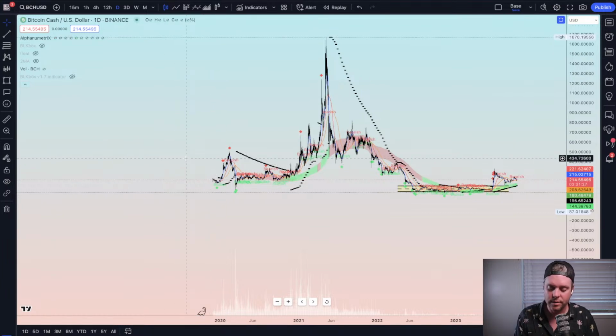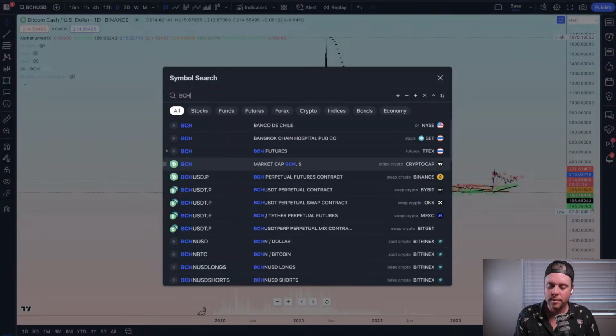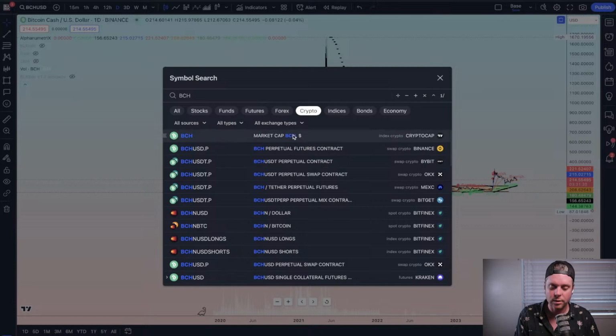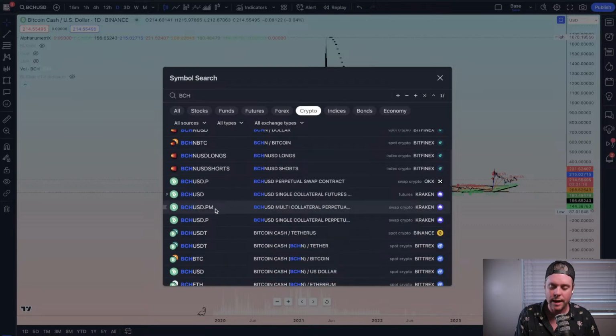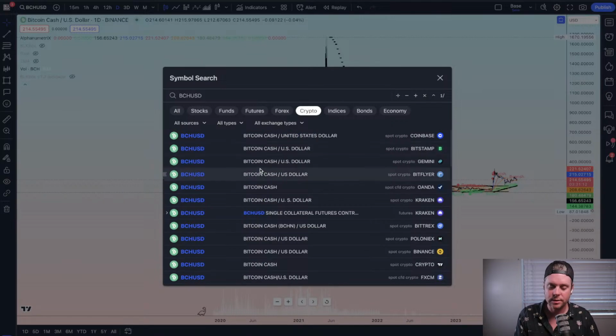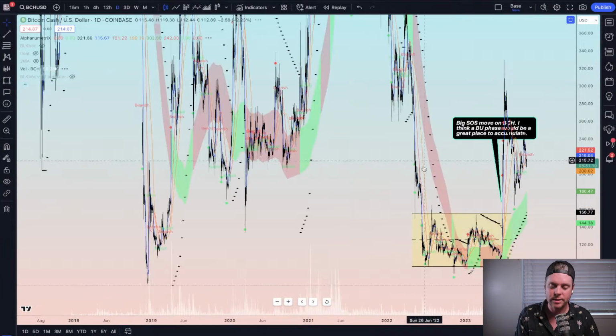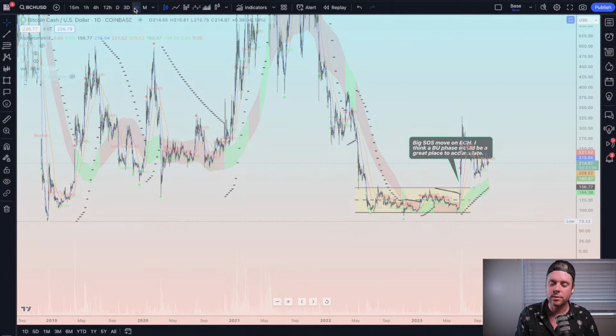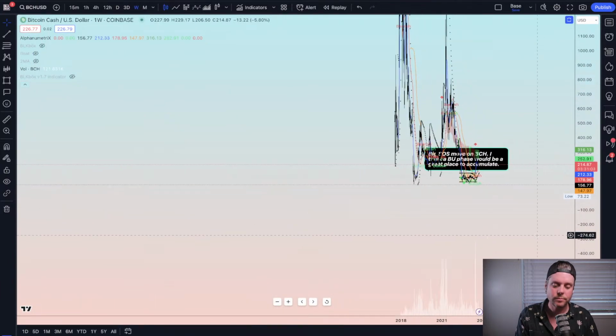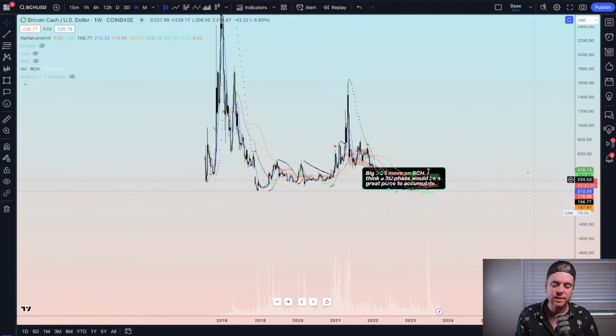Let me try and find it. BCH. Let's try and find a longer chart here. Let's go with Kraken. BTC USD on Coinbase. Does Coinbase have it? Yeah, we got a lot more history here on Coinbase. Let's go to the weekly chart. And this is in US dollar terms.